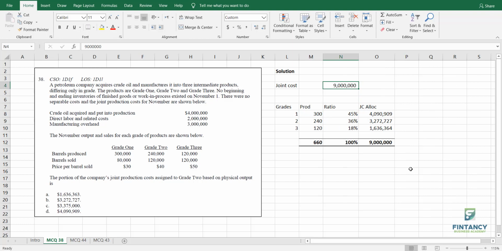So my friends, the answer to this question, if you remember, they were asking you how much of the joint cost will go to grade 2. So I think this is the answer for grade 2, and the answer is B. B is the correct answer. So I hope it's clear with everyone.